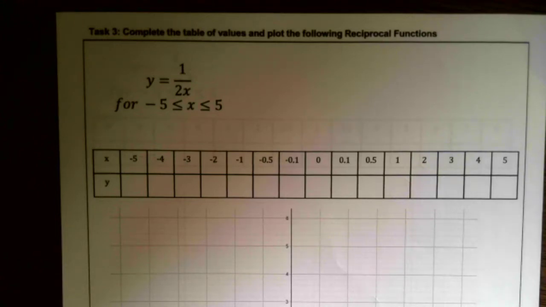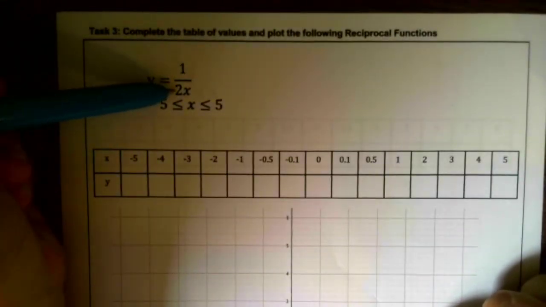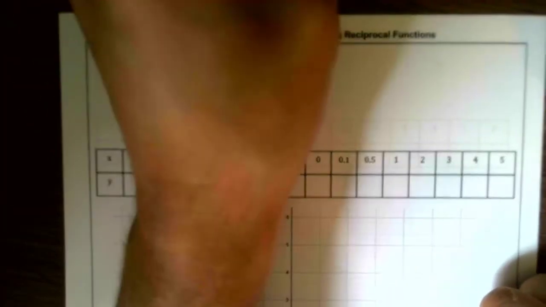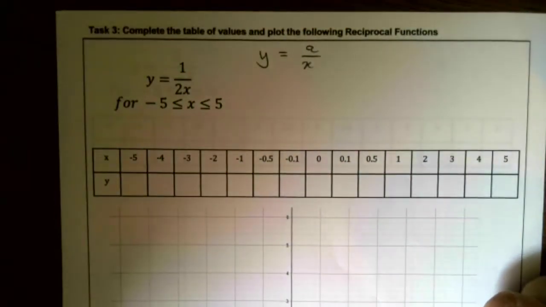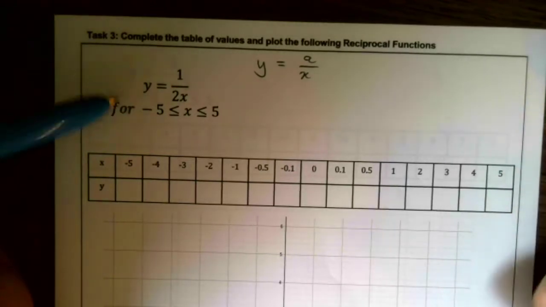In this video I'm going to show you how to plot two reciprocals using a table of values. So again, we are sketching, we're not looking for 100% accuracy here, but the more accurate we can be, the better. Okay, so I've got a reciprocal here, 1 over 2x. Now remember, reciprocals take that form, y equals a over x, but they can be more complicated than that. So we're going to look at a more complicated one in a minute.